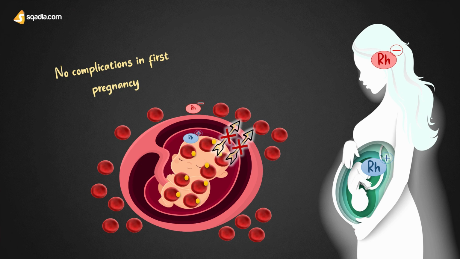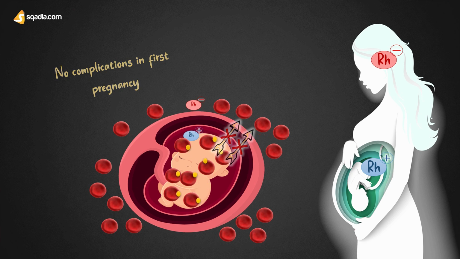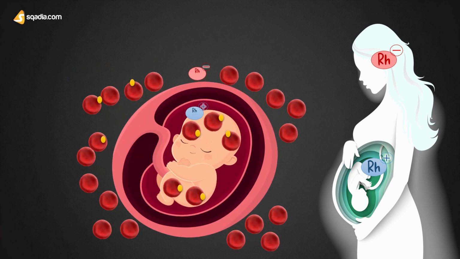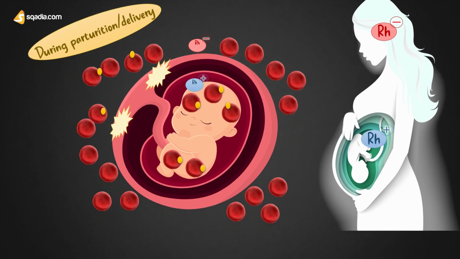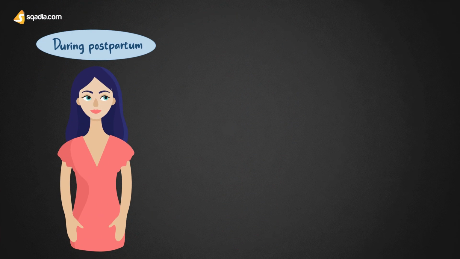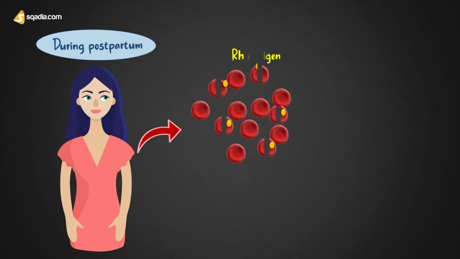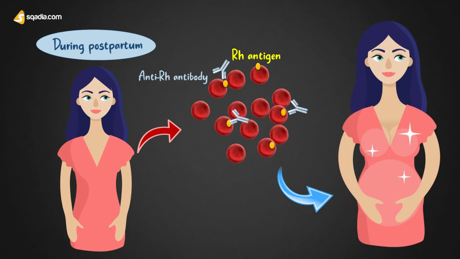However, at the time of parturition or delivery of the child, because of placental detachment, the Rh antigen from fetal blood may leak into the mother's blood. Then during the postpartum period, that is, within a month after delivery, due to the presence of Rh antigen from the fetus, the mother develops anti-Rh antibodies in her blood.